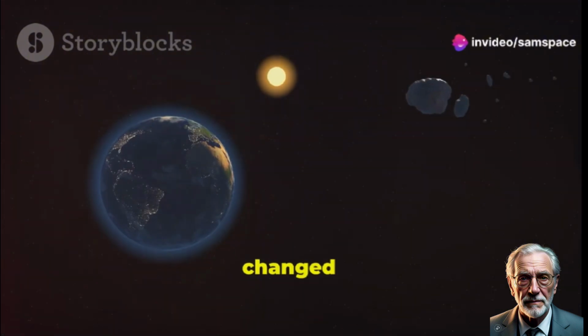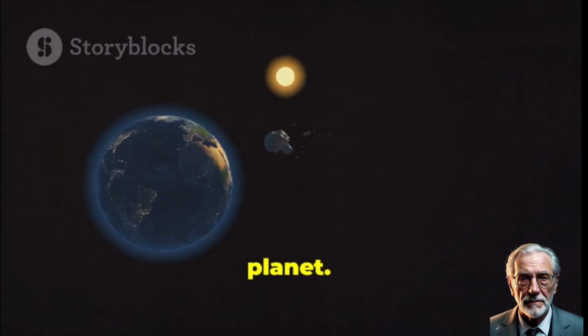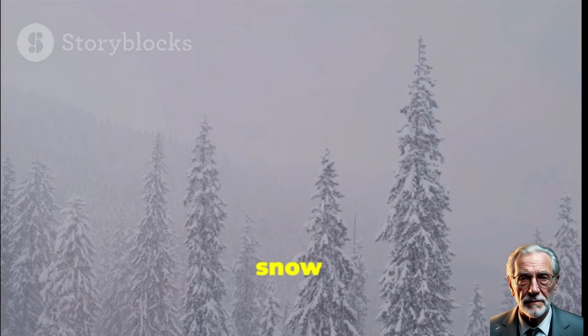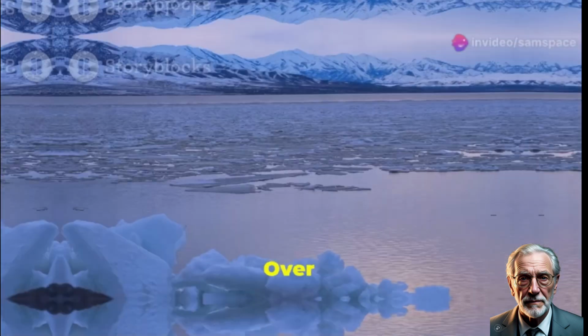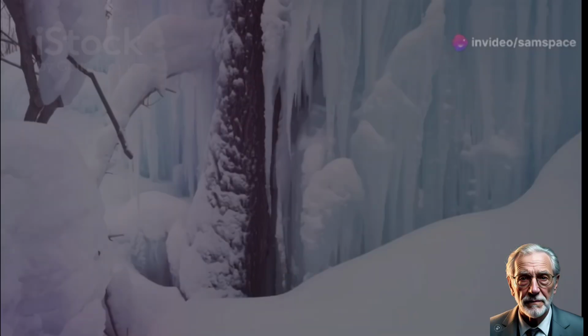Long ago, something changed in Earth's orbit, causing less sunlight to reach the planet. As the temperature dropped, snow started to build up. Over time, this snow turned into glaciers which spread across entire continents. This marked the beginning of an ice age.